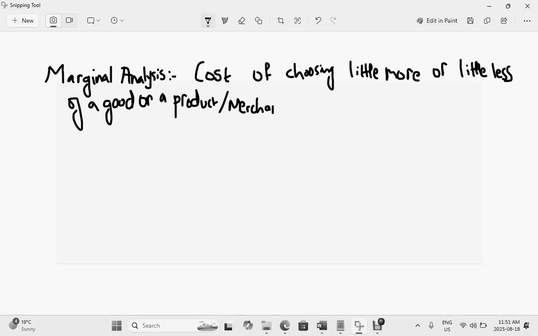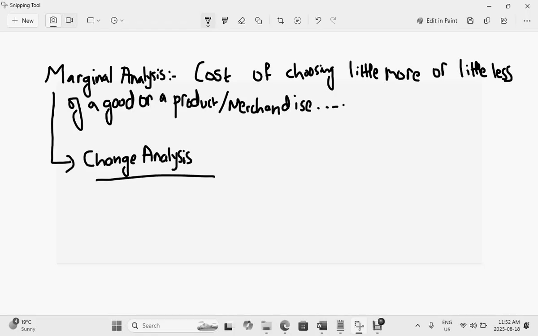So this is merchandise, which is similar or the same as your change analysis. So marginal analysis is also called change analysis, because it has to do with change, just like slope has to do with change in the shape of a curve, in the slope of a curve.